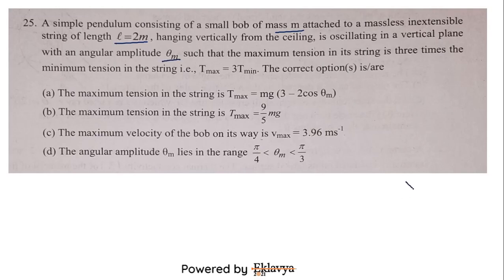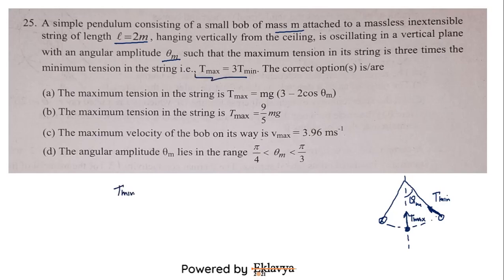Okay, so there is a pendulum which is oscillating like this. This angle is theta m. Now in this journey, we know that the minimum tension will happen here, and the maximum tension will happen here. So let's try to write their values, because we have been given some relationship between these two.